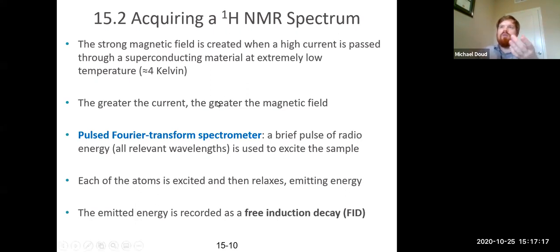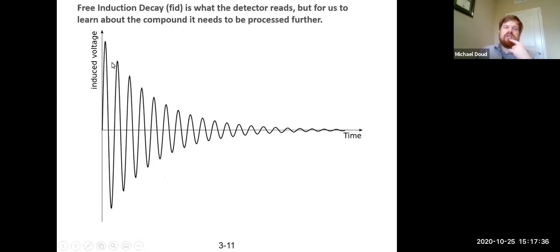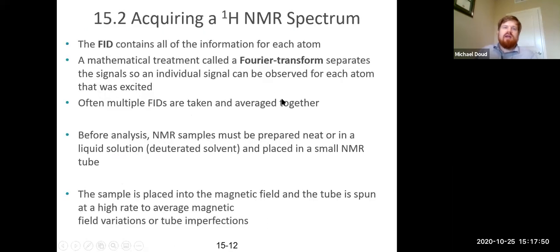A Fourier transform is like a calculus function. It's a way that you can take the sum of a bunch of functions and say, okay, this part is due to this function, this part is due to that. We're doing the same thing, except we're teasing out the individual peaks due to the different types of hydrogens that are there. I'll show you here. This is what you actually get out. This is what's called a free induction decay. This is what the detector reads. But we can't really read this at all. This doesn't really say anything to us, so we can't tease out what this means. So we have to use a Fourier transform to figure that out.